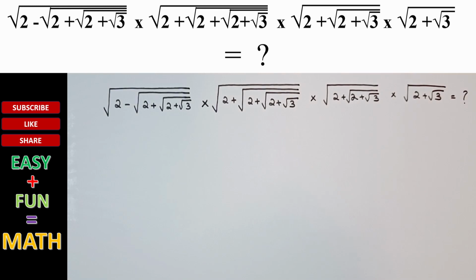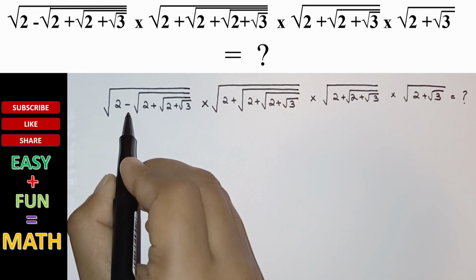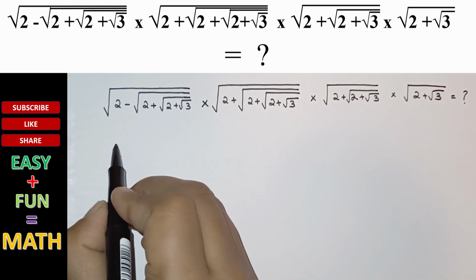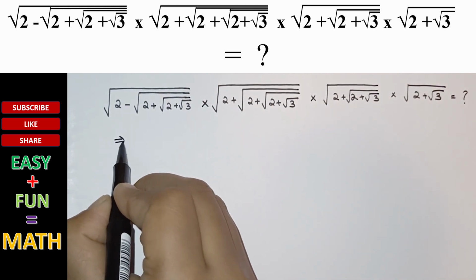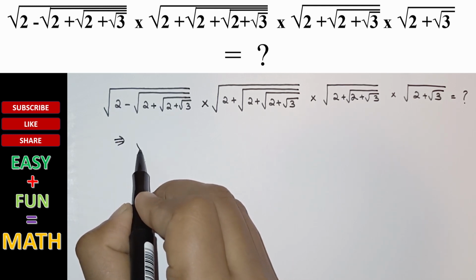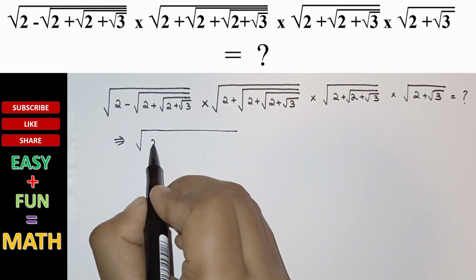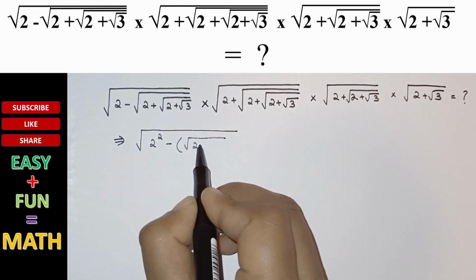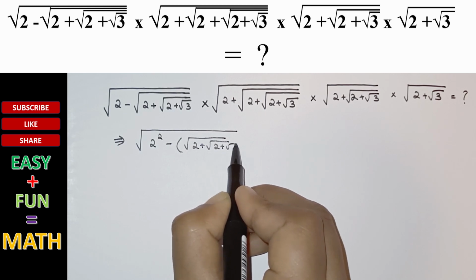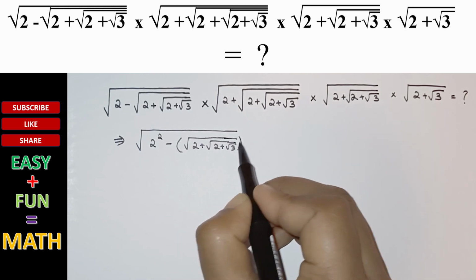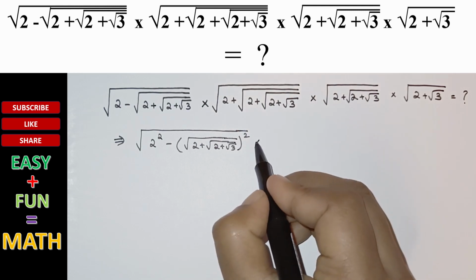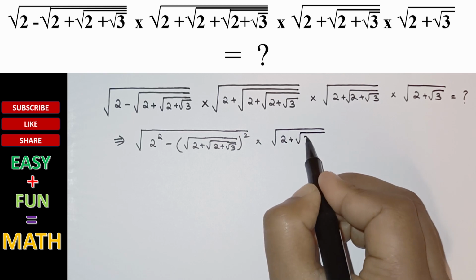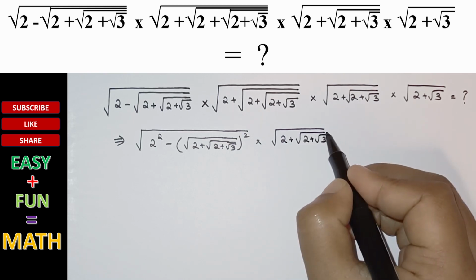Can you solve this? Observing the first two terms, we know that it is in the form a minus b into a plus b. So a minus b into a plus b is a square minus b square. So we can write square root of 2 square, which is 2, as a, and square root of 2 plus root 3 as b. So it is square root of 2 square minus square root of 2 plus root 3 the whole square, and writing the rest two terms as it is.